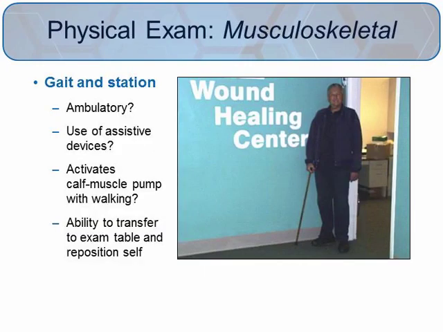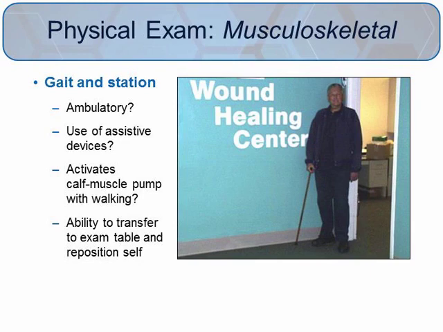So that's circulation. Next, we want to move on to musculoskeletal status, and we want to look at the patient's overall gait and station. For instance, are they ambulatory? Do they walk down the hallway to your clinic, or do they walk around their home if you're in the home situation, or if you're in the hospital, are they walking the halls? Do they use an assistive device? Do they activate the calf muscle pump with walking? In other words, do they walk heel, toe, and pump that fluid out of the leg?